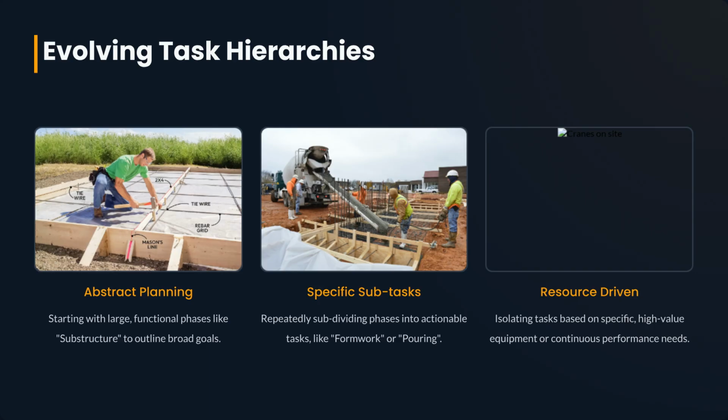The process of defining tasks isn't static. It evolves. We start with abstract planning, broad functional phases like substructure or superstructure. Then, we drill down. We take substructure and break it into specific subtasks like excavation, formwork, and pouring. Finally, our task definitions become resource-driven. We might separate a task simply because it requires a very specific, expensive piece of equipment, like a tower crane, or because it requires continuous work without interruption. The more detailed our hierarchy becomes, the tighter control we have over the schedule.